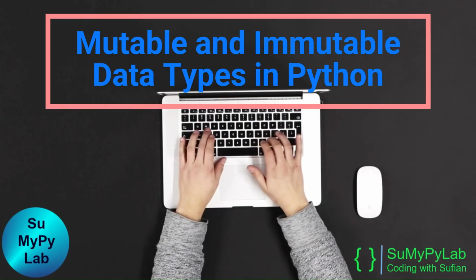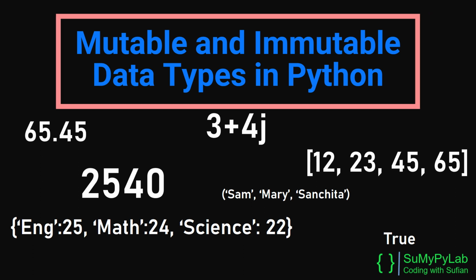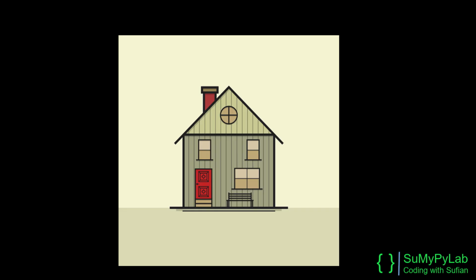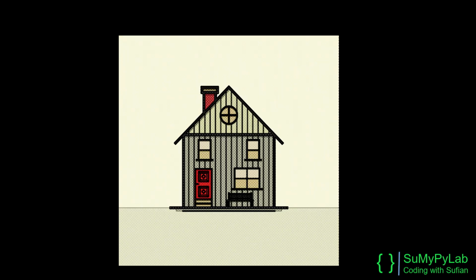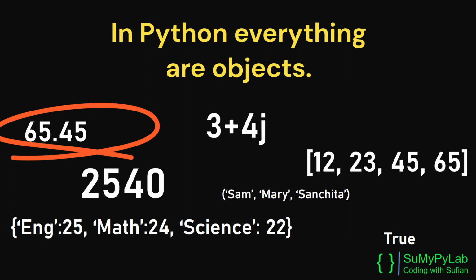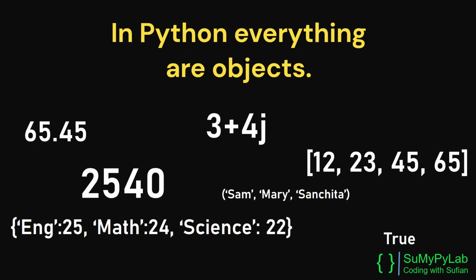In this lesson, we will learn about mutable and immutable data types in Python. Mutability or immutability is a very important characteristic of an object. So, what is an object and what is mutability or immutability? In Python, everything is an object, for example, a number, a list, a dictionary, a tuple, a function, etc.